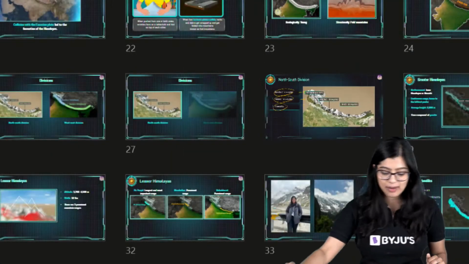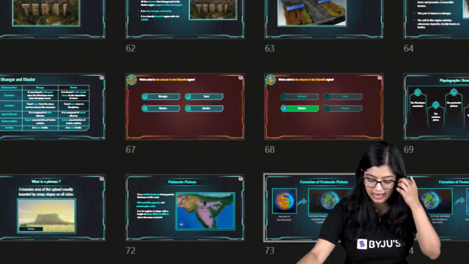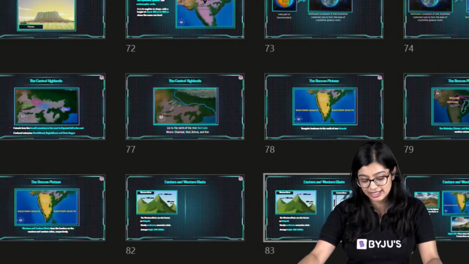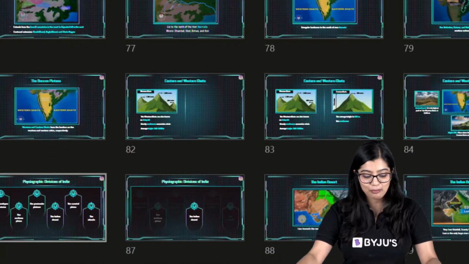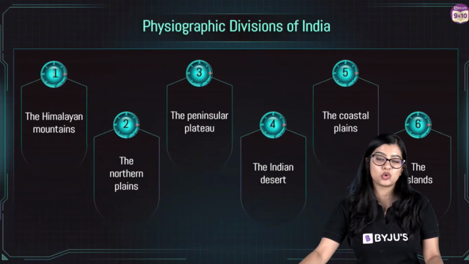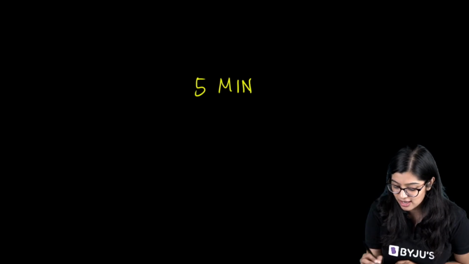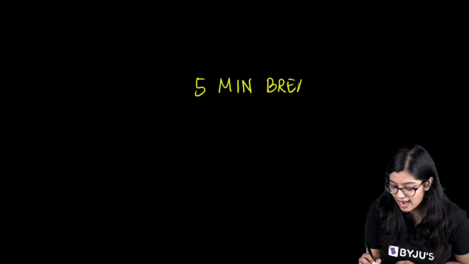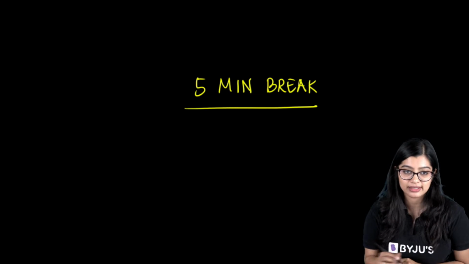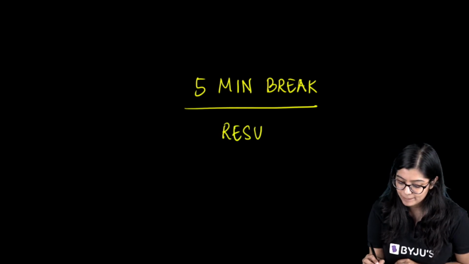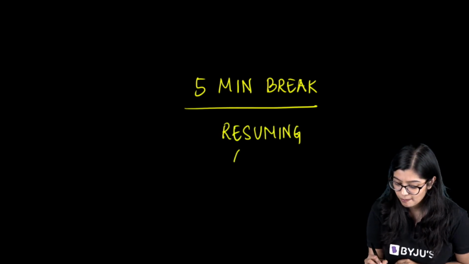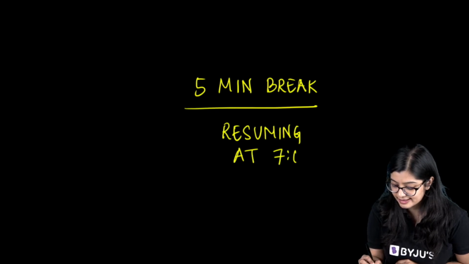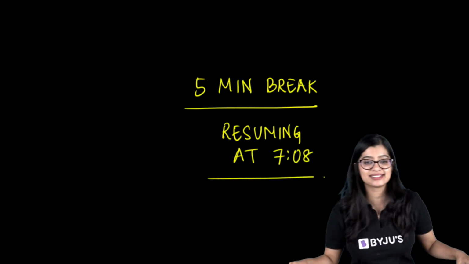So students, everybody take a 5-minute break right now. Class 10 students who are here, I might delay your class by 20 minutes, because I am giving class 9 students a 5-minute break and I will take your class after that. So resuming at 7:08. Yes?